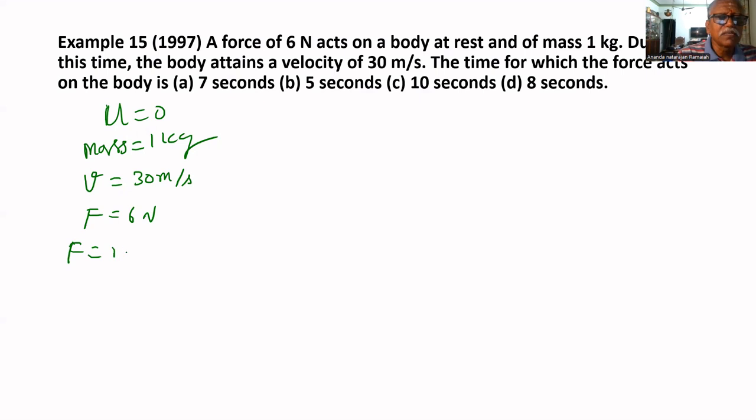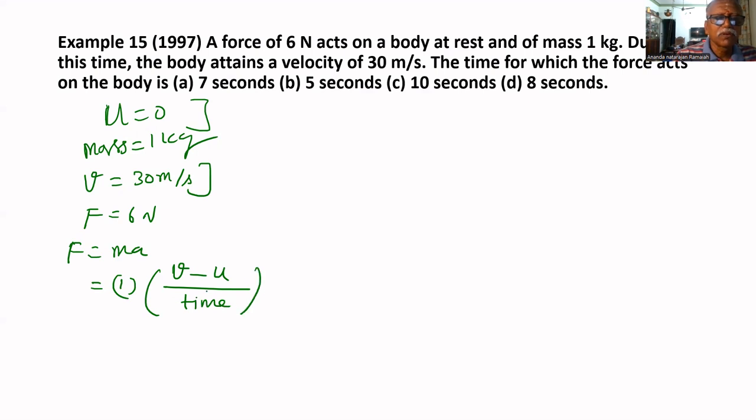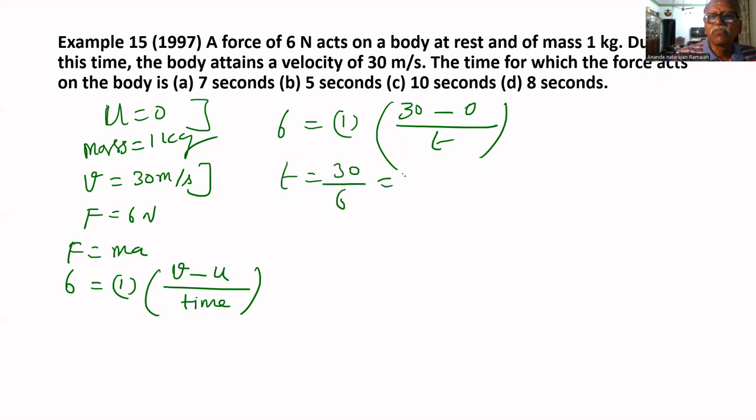We know that F equal to mass into acceleration. Mass is equal to 1 kg. Acceleration is not given, but initial and final velocity is given. Therefore, acceleration is V minus U divided by time, so from this we can find the time. F is given as 6. Therefore, 6 equal to 1 multiplied by V equal to 30 minus U equal to 0 divided by T. Therefore, T equal to 30 divided by 6 equal to 5 seconds. Therefore, B is the answer.